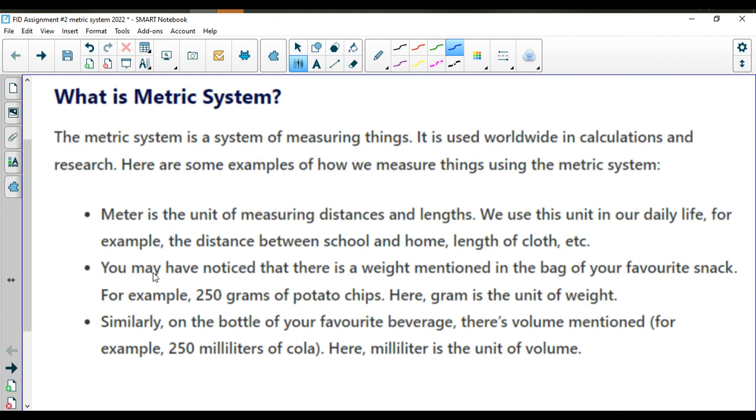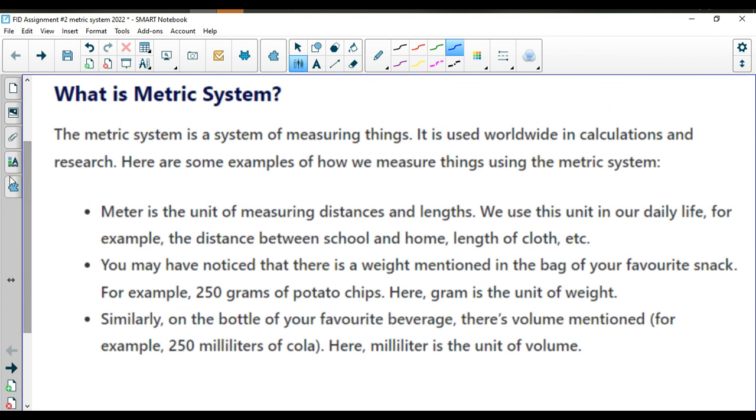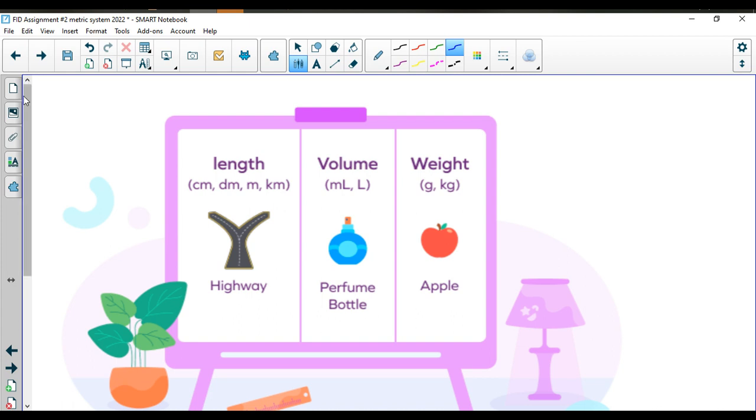There is a weight. If you take a look at a bag of snacks, it'll typically have grams listed on there as well as ounces and or pounds. So gram is your unit of weight. And then if we talk about drinks, we look at a different bottle of a favorite beverage, there's going to be a volume that's mentioned. For us with the English system, we typically use fluid ounces for this, but you'll also see liters and or milliliters on there, which is a metric system measurement of volume.